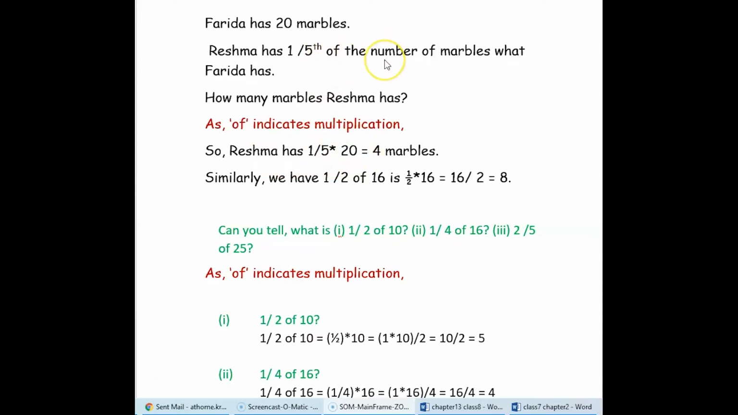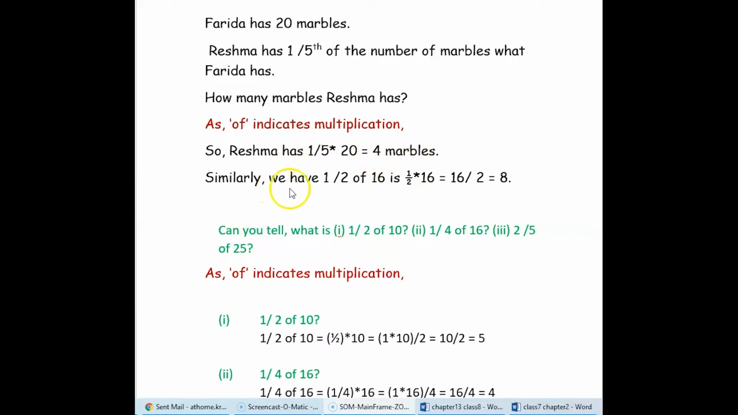So Farida has 20 marbles. So we can write 1/5 of it as 1/5 into 20. So now it's a fraction number and a whole number. So we can multiply 1 into 20 divided by 5. So that is 20 divided by 5, which is nothing but 4 marbles.